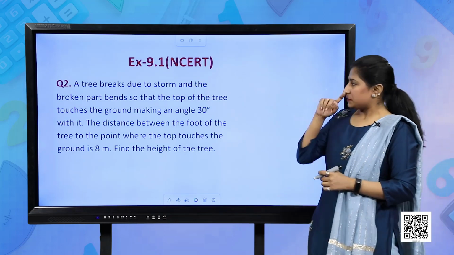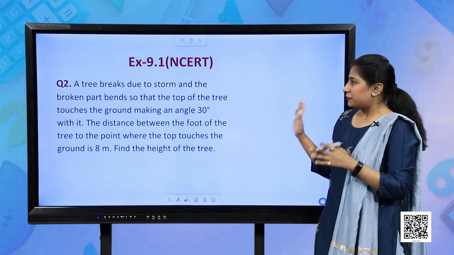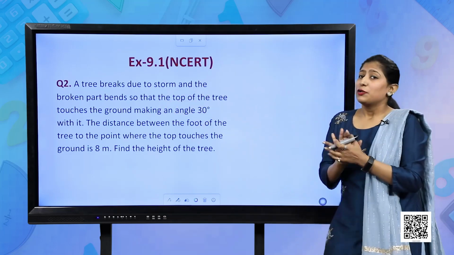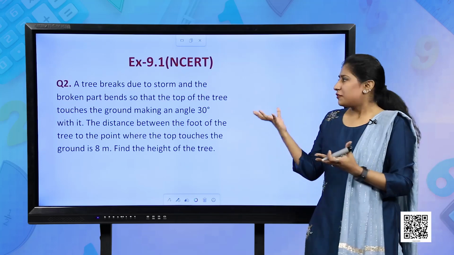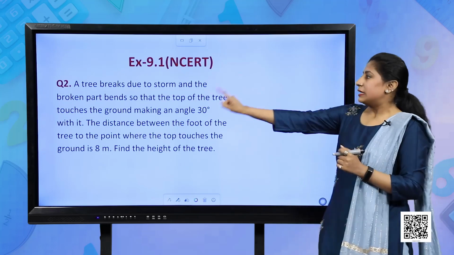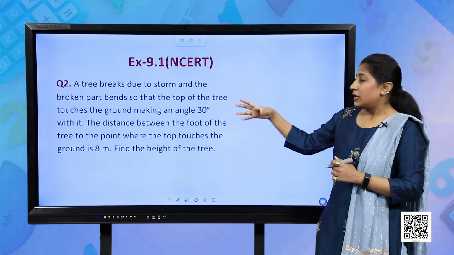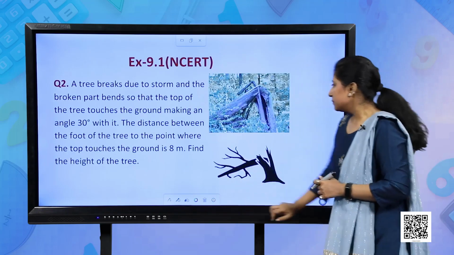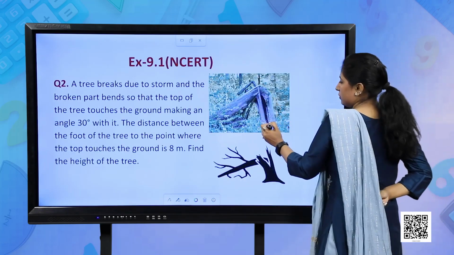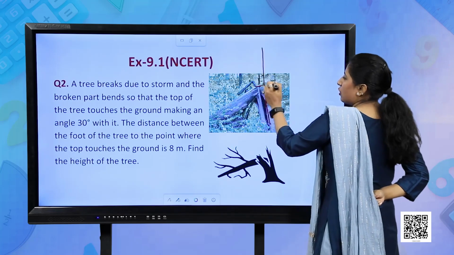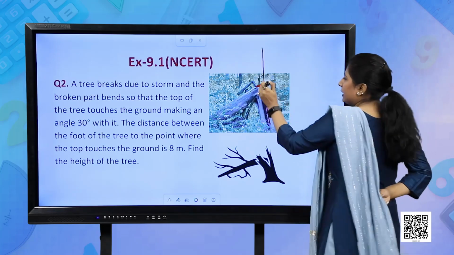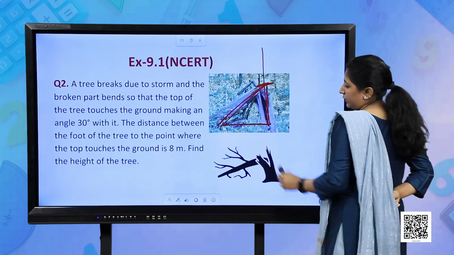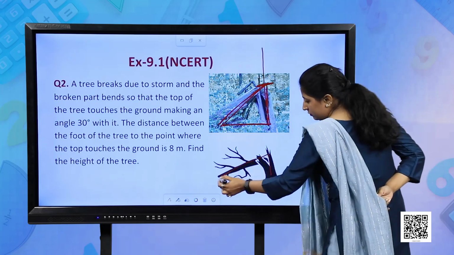This question. So, I am giving you a hint for this question. It is very interesting. A tree breaks due to storm. Now, you would be thinking, what is the use of tree in this question? I will tell you. A tree breaks due to storm and the broken part bends. So, I would like you to see the figure. See, this tree was upright, but due to storm, it broke at this point and it bent down like that and it made a triangle. Okay. So, this is the simpler figure.